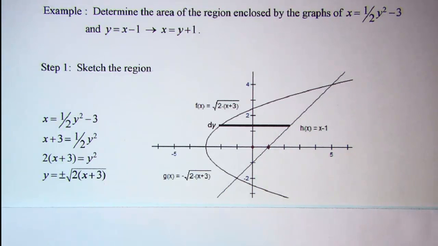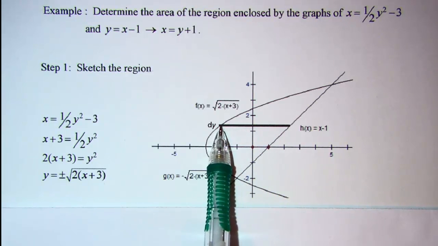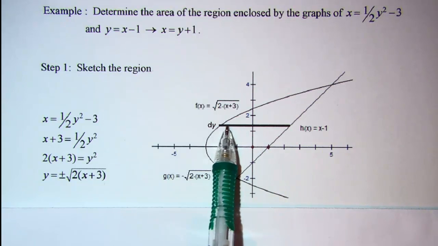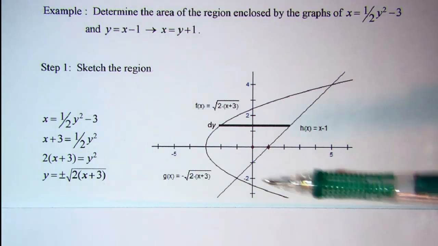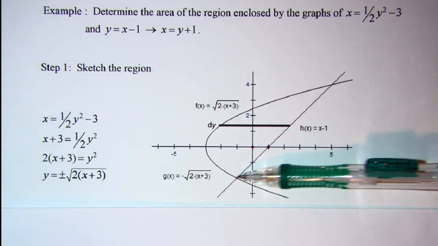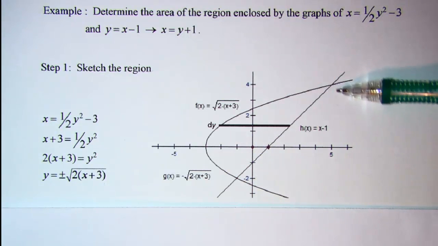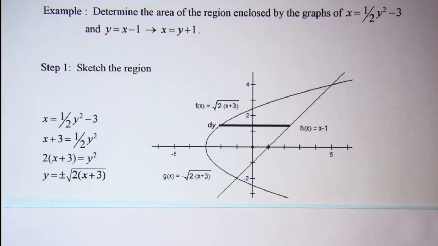So when we integrate with respect to y, notice that I also drew in my representative rectangle. The thickness or the width of this rectangle is going to be dy this time instead of dx. When we integrate, we're going to move this rectangle from this point, and we'll find that point in a minute, up to this y value. So we need to find those 2 points where the curves and the line intersect.